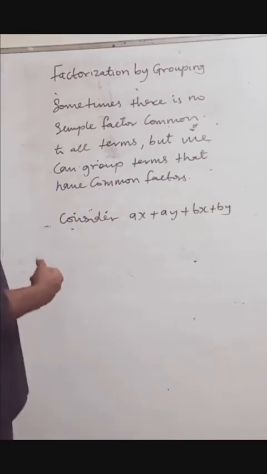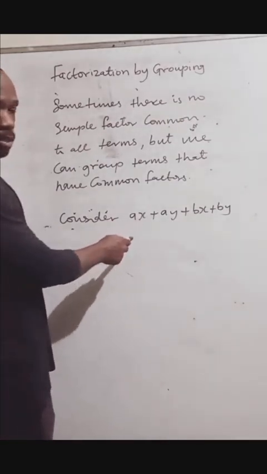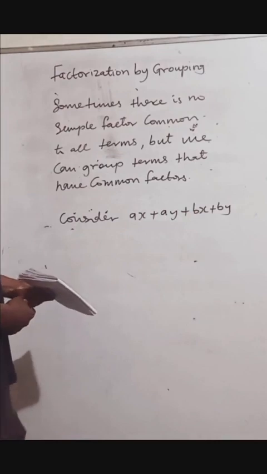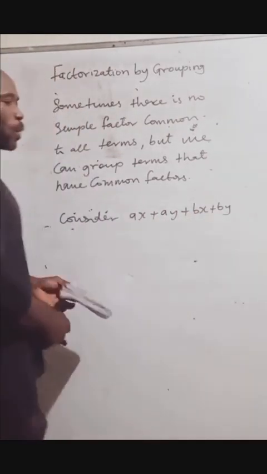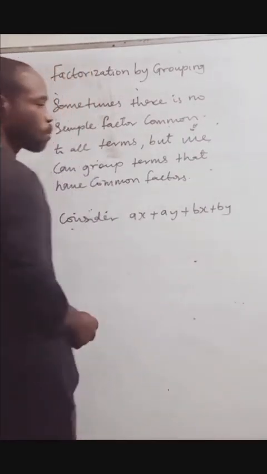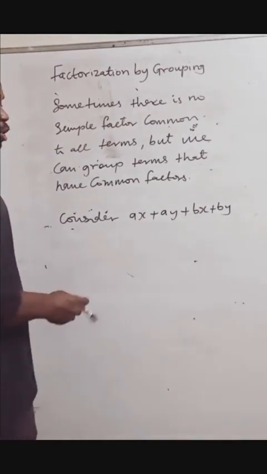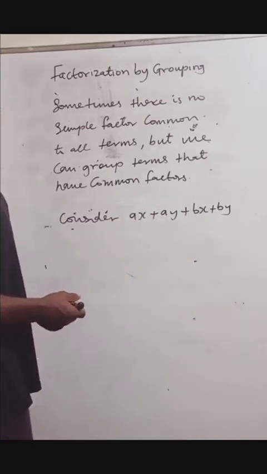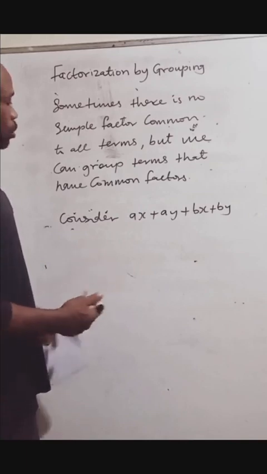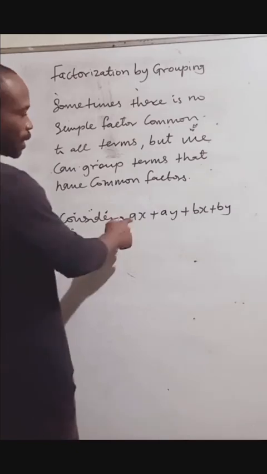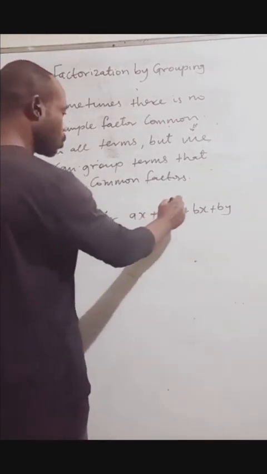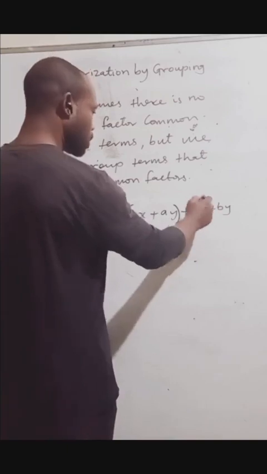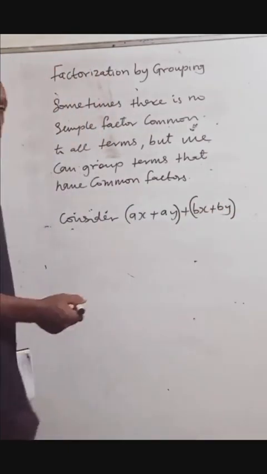So now consider this expression. This is ax plus ay plus bx plus by. Now we can see that we cannot find a common factor for each of the terms in this expression, right? So in this situation, what do we do? We use the grouping method. So this is what I am going to do. Because a is present here and a is present here, I'm going to group these two terms. Because b is present here and b is present here, I'm also going to group these two terms.